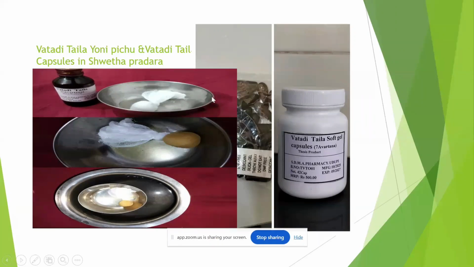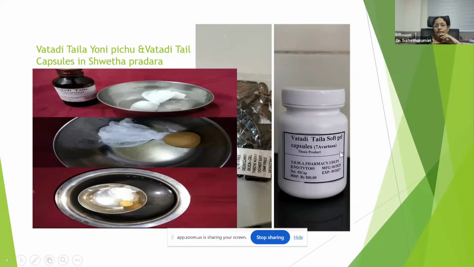The medication taken here, that is, we have taken the vata, lodra, etc. medicines, and taila is prepared. This taila is taken for the pichu, and the same is made into capsule form. Here you can see on the right side, the Vatadi Taila soft gel capsules. So we are doing a comparative study.